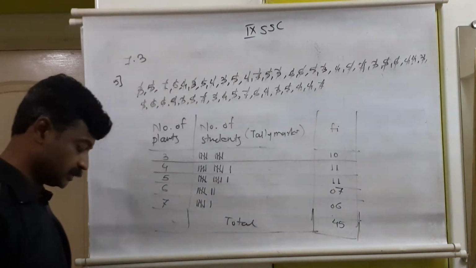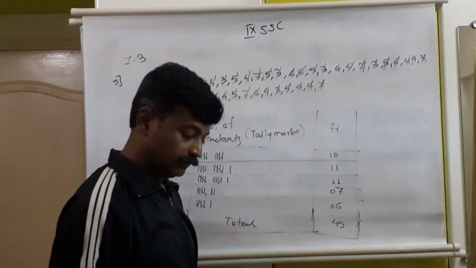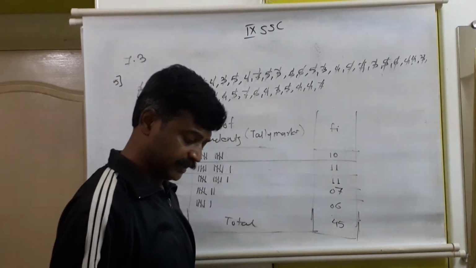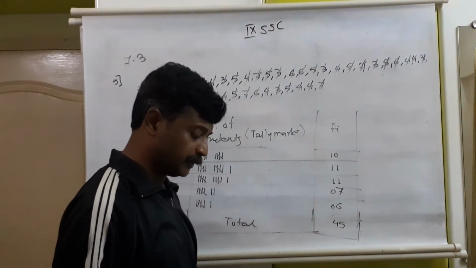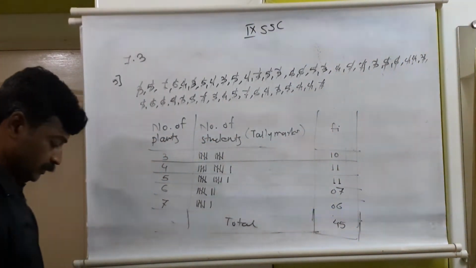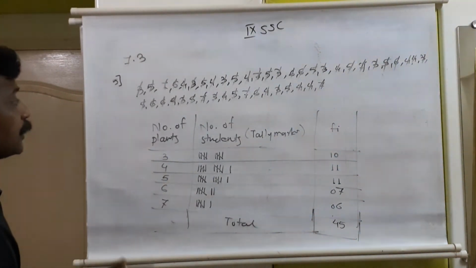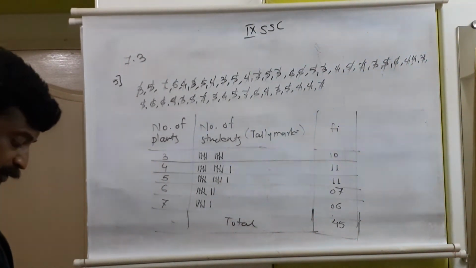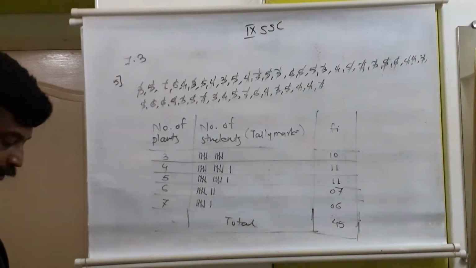Once again, come to the question. In a tree plantation project of a certain school, there are 45 students of Harit Sena. The record of trees planted by each student is given below, and the information is in this form. So this is the frequency distribution for question number 5. Prepare a frequency distribution table of the data. So we have the frequency distribution table.